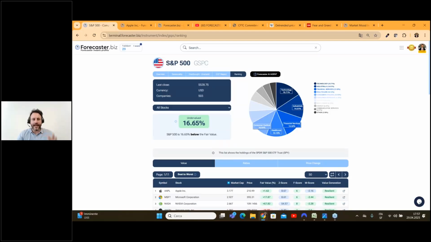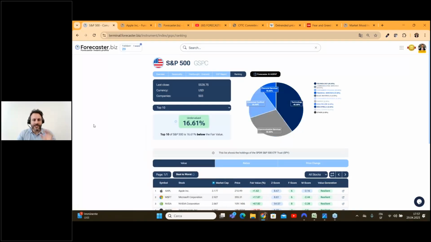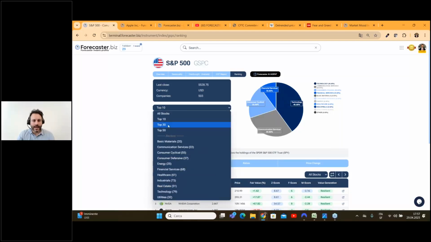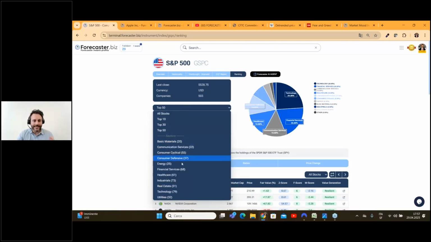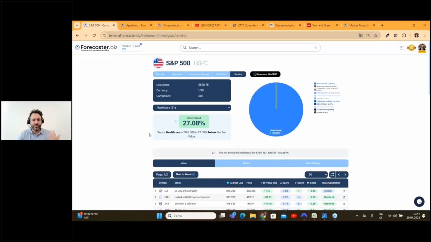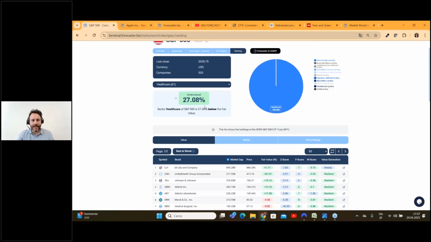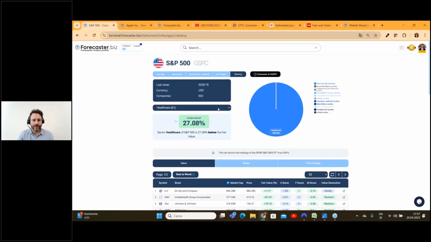And this is a very nice layer, the ranking, because you can analyze only the top 10 shares and they are undervalued too. And you can find the pie chart that tells you how the sectors are divided. You can analyze the top 30, you can analyze the top 50, and you can analyze a specific sector. For example, if you would like to have a look inside healthcare, we can definitely say that the healthcare sector is really undervalued. Okay?